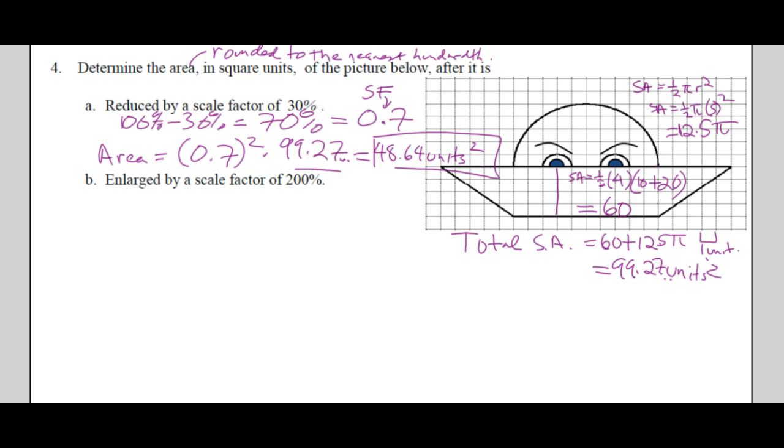Enlarged by a scale factor of 200%. So do I multiply it by 200? So a scale factor of 200% makes it how many times bigger? 2 times bigger, right? So we have to take 200%, which converts to a scale factor of 2. Just divide by 100. Change a percent into a decimal, right? So you take 200 divided by 100, which is 2. So what do I multiply by to get the new area?